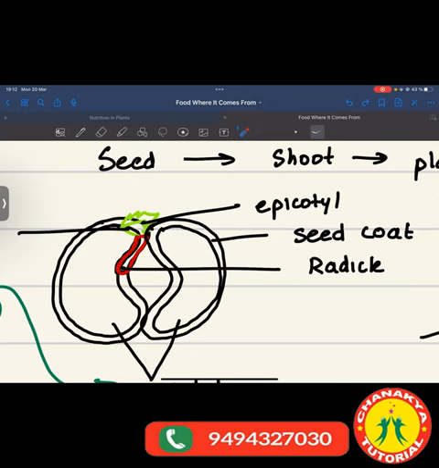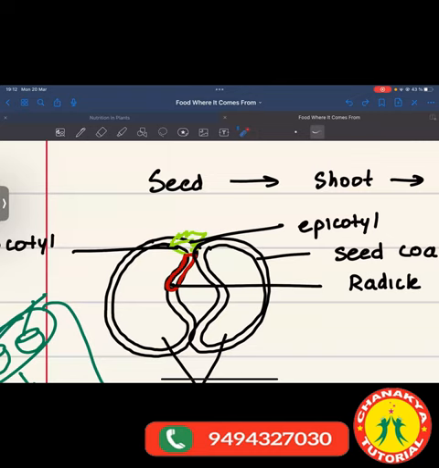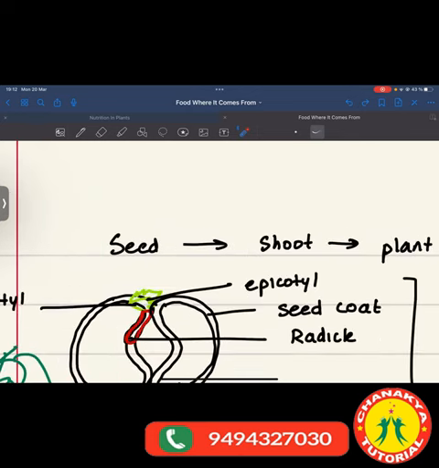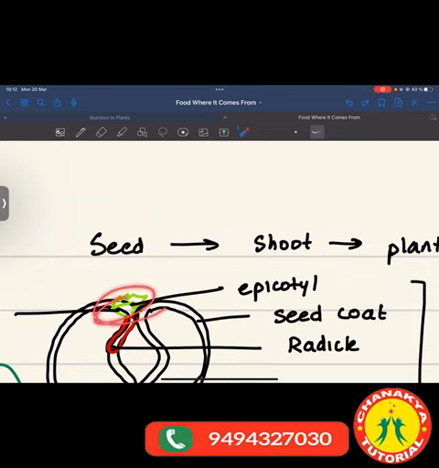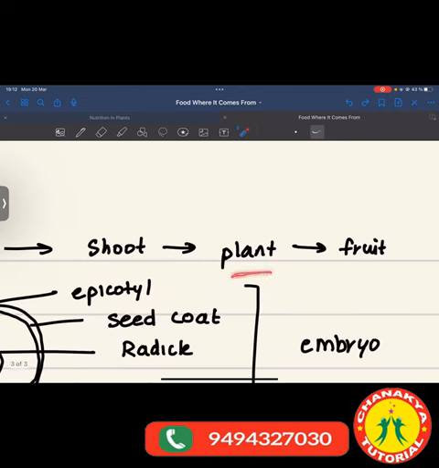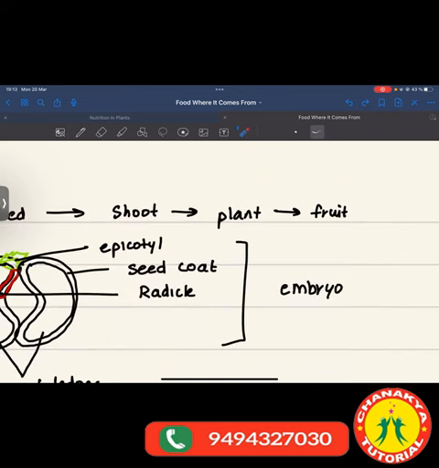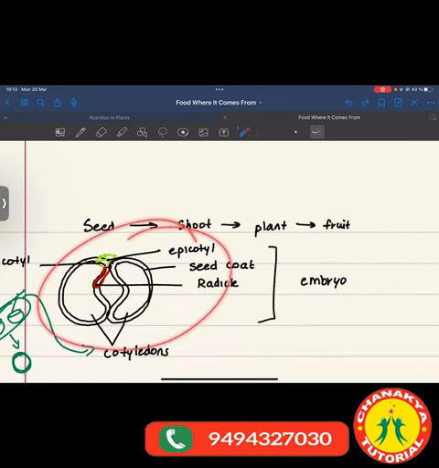Below the hypocotyl and the epicotyl, you have a root system, a small opening. From here only the epicotyl and hypocotyl will emerge. This small opening is known as the radicle. So the seed is the embryo. The epicotyl will develop into a small shoot. The shoot will become a whole plant and it will again become a fruit. And again, the same thing will happen. It will again become a seed. So this whole thing is the embryo.